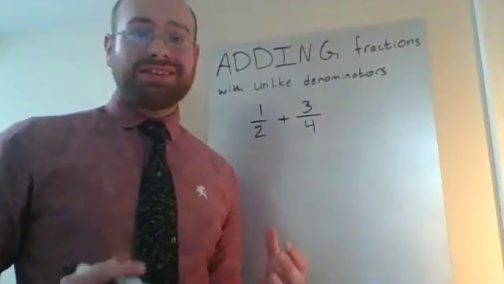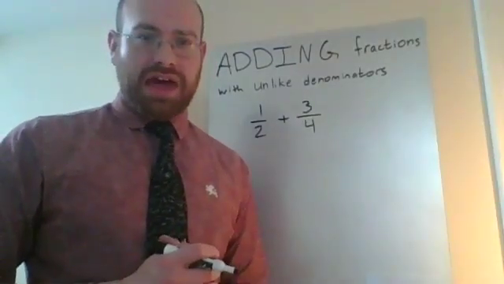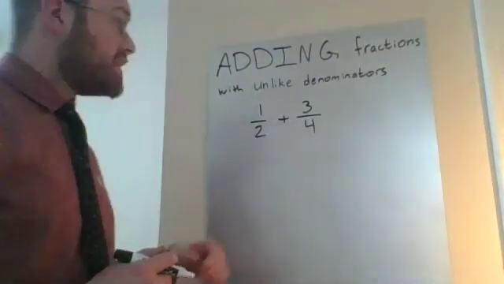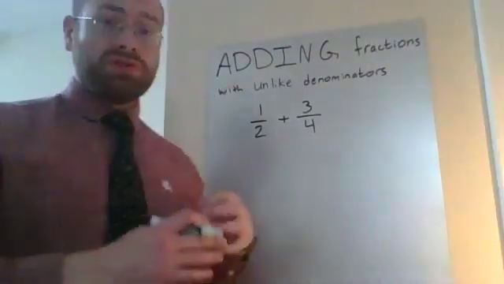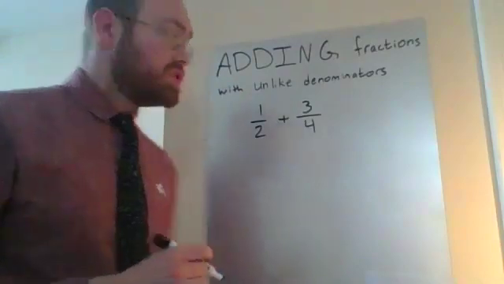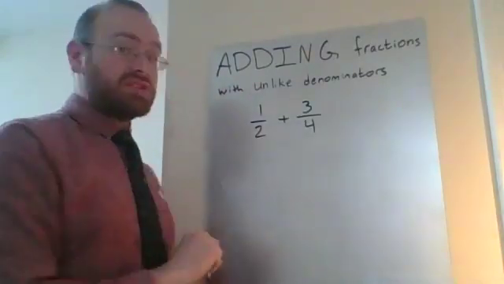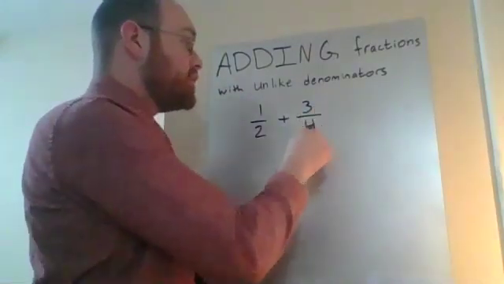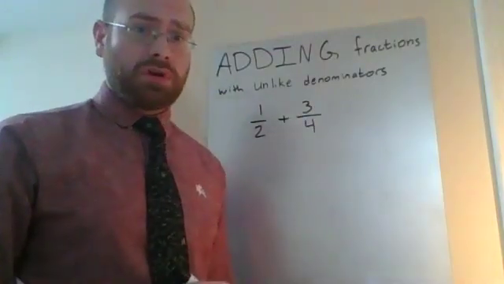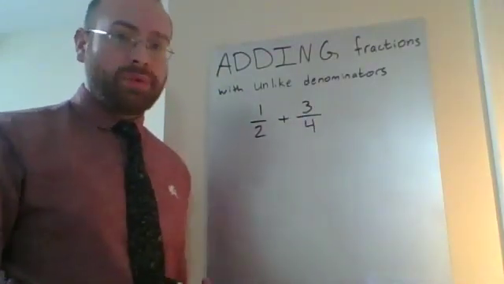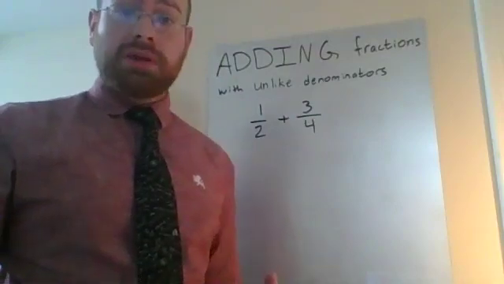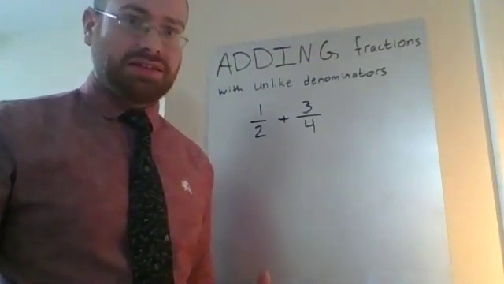So we're back for a second episode of adding fractions. This time we're adding fractions that have unlike or different denominators. So notice that we have 1/2 with a denominator of 2 and 3/4 with a denominator of 4. Now the reason why we can't add these together is we're describing things with different sizes.